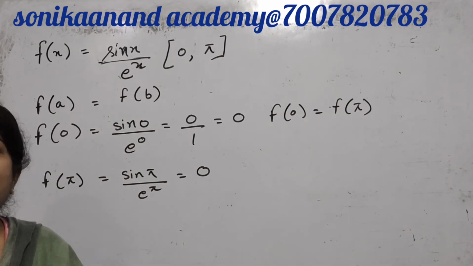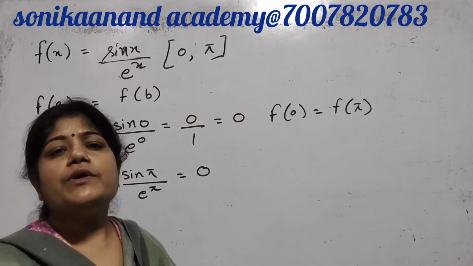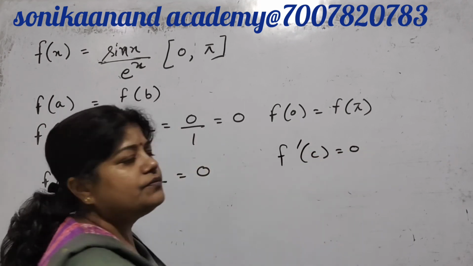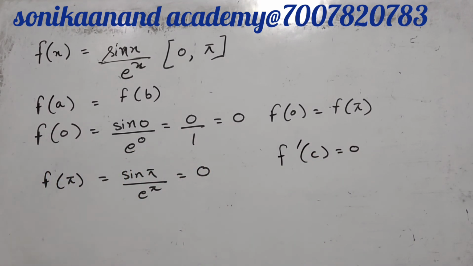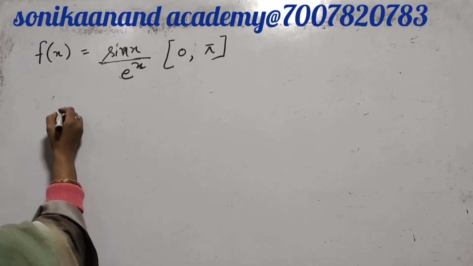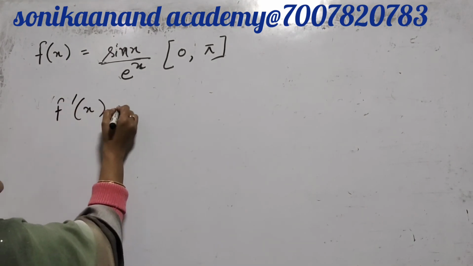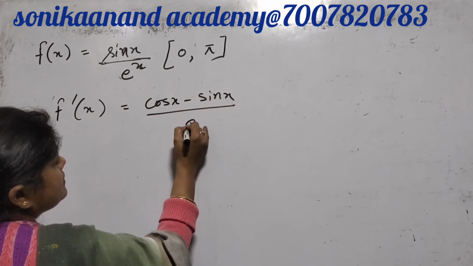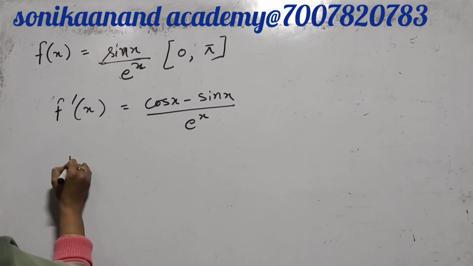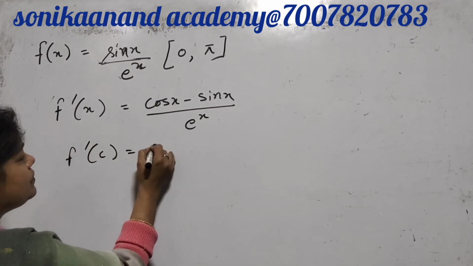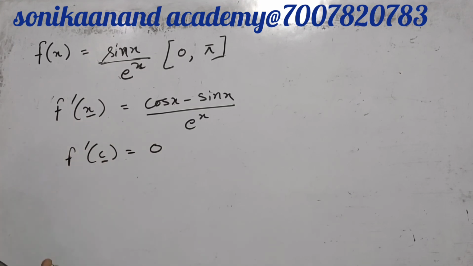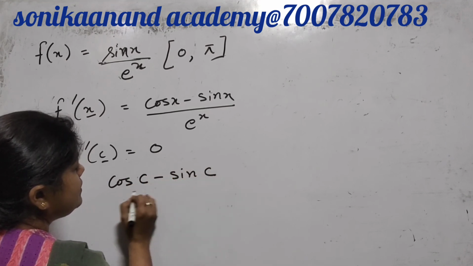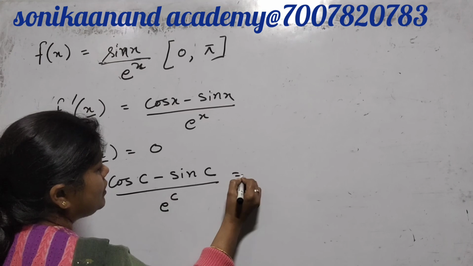Now, we have to find a point c which lies in between these two limits, and for which f dash c is equal to 0. As we found earlier, f dash x is equal to cos x minus sin x over e^x. Now, we have to find f dash c equal to 0. So, in place of x, we write c. So, we have cos c minus sin c over e to the power c is equal to 0.